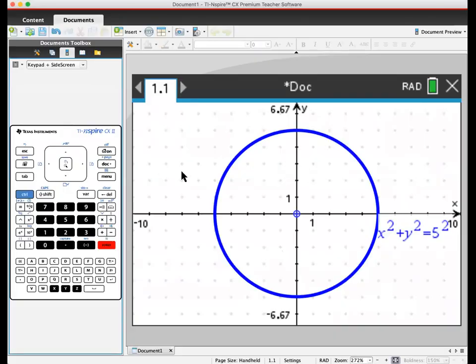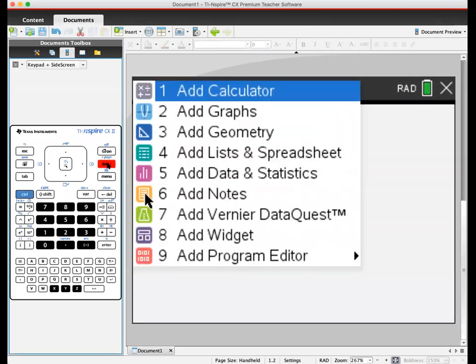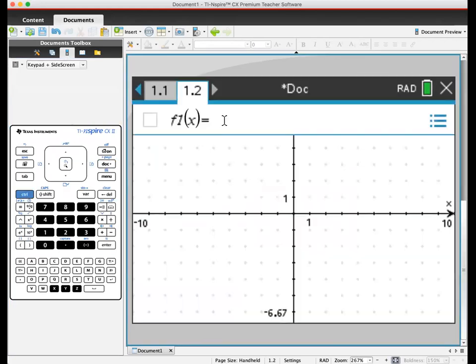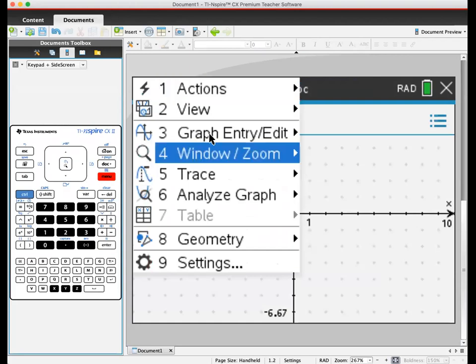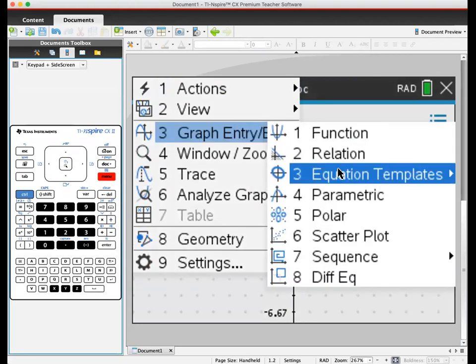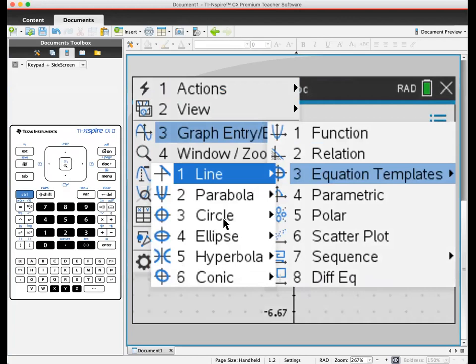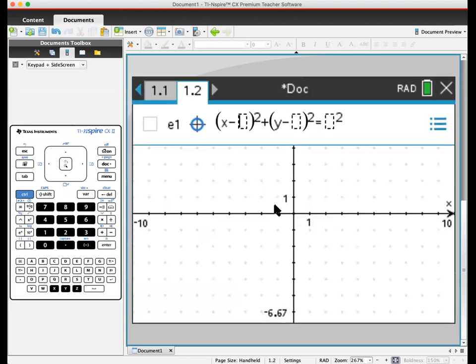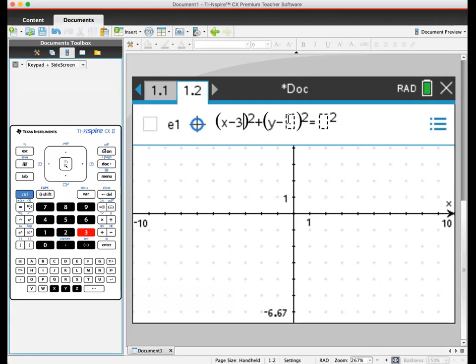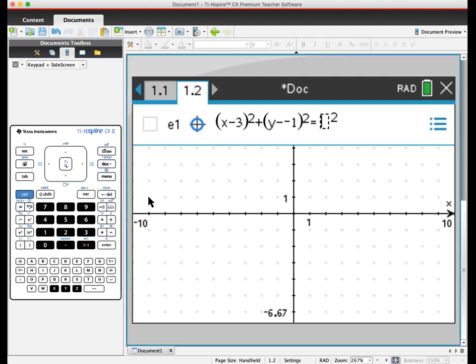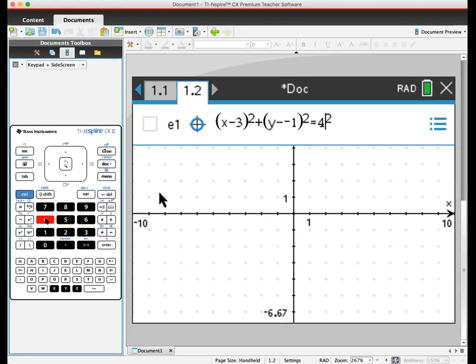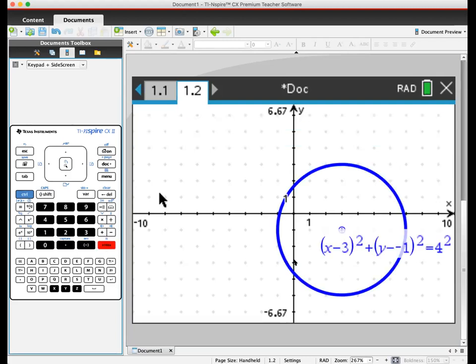Okay, so I'm sharing the calculator. I'm going to get a new page, so I'm going to go Control Doc, which adds a page, and I'm going to add a graphs page. Once again, I'm going to have to change the entry line. So I'm going through the same steps that we did before to get a circle and center form. And now we want to put in x minus 3 squared, y minus negative 1 squared, because that'll give me plus 1, equals 4 squared. The radius here should be 4. But let's see what happens when we enter this.